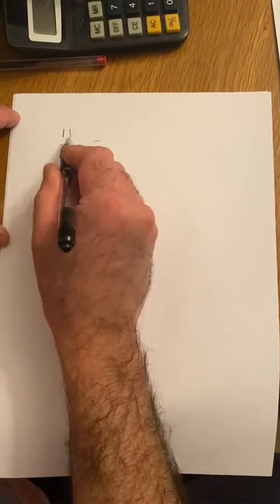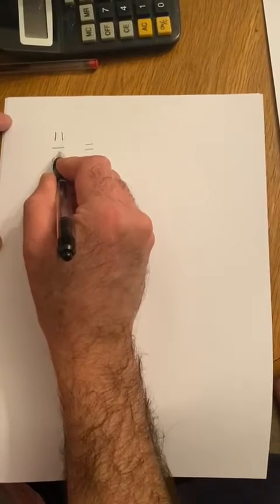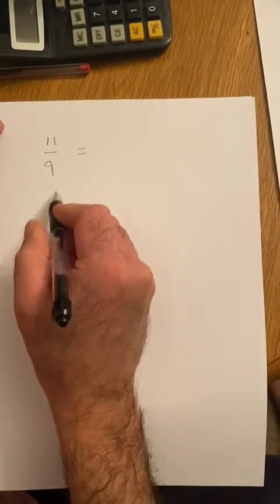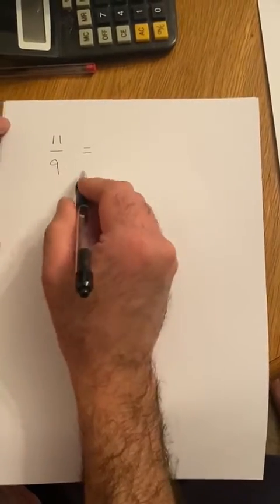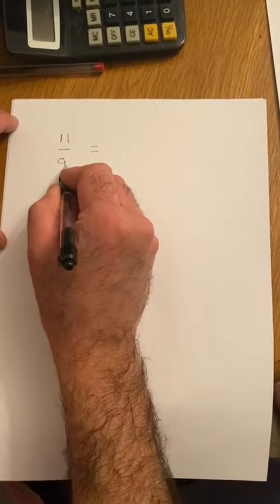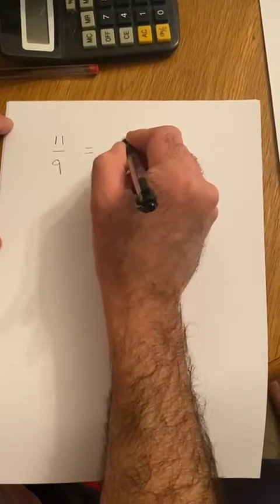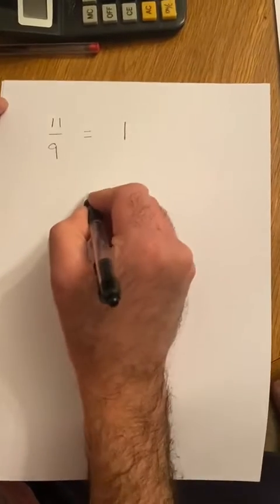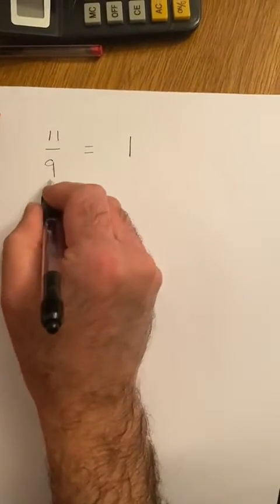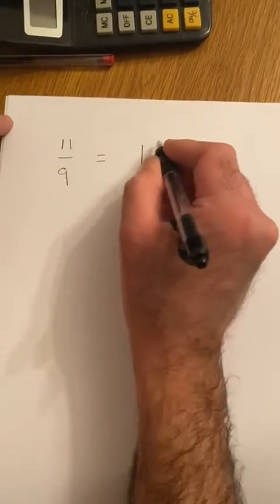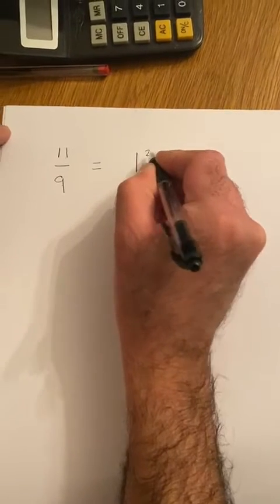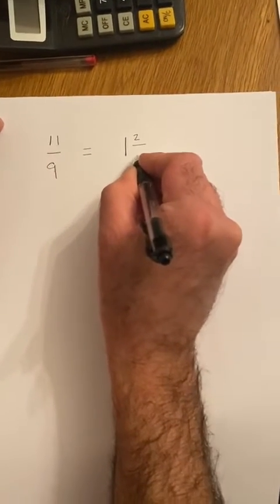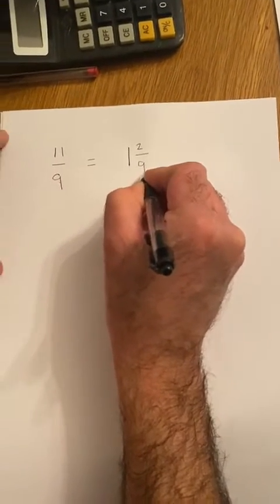Well, 11 over 9 means 11 divided by 9. So we carry out that process. We divide 11 by 9, giving 1 as the whole number, and you get a remainder of 2. So 2 goes on the top of the fraction, and at the bottom of the fraction is 9.